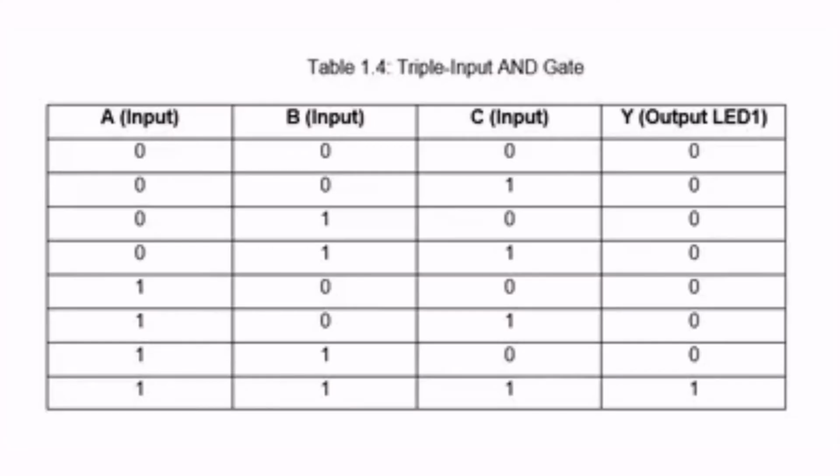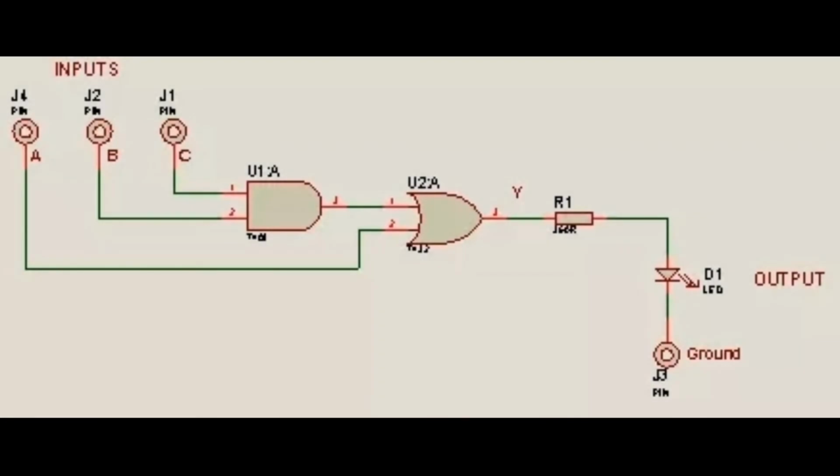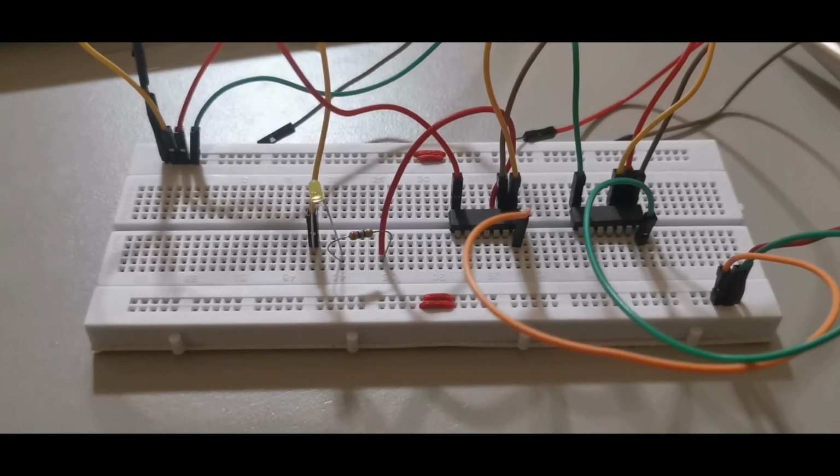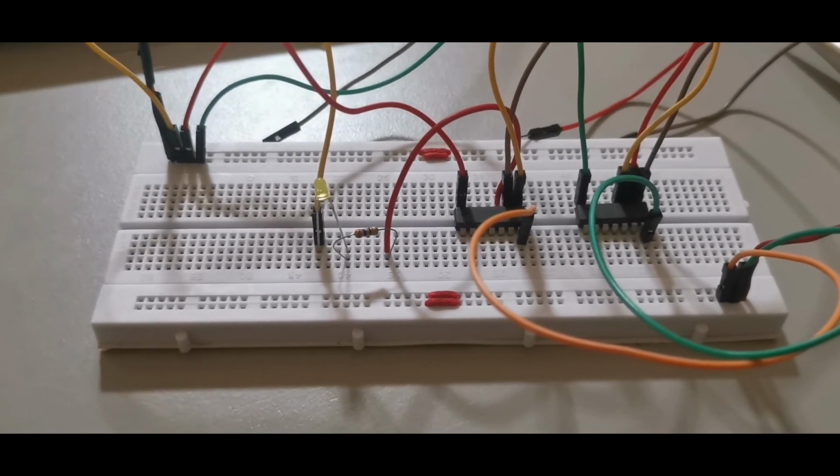The multiple input AND gate is still an AND gate. It will still give an output of 0 almost every time unless all inputs are 1. We will now try combining the three logic gates. For the first part, we will follow the diagram to construct the circuit for the AND or combination circuit. Part 5 of the experiment: Combinational Logic Circuit.